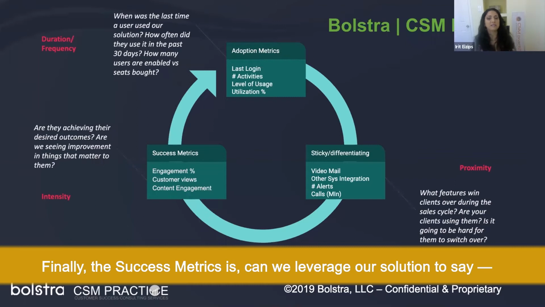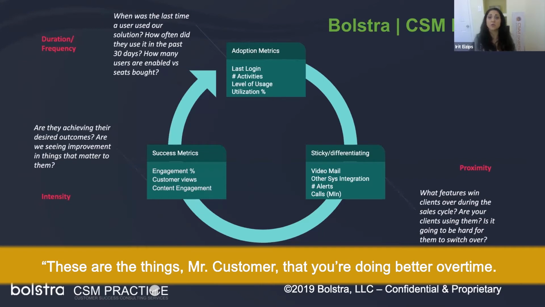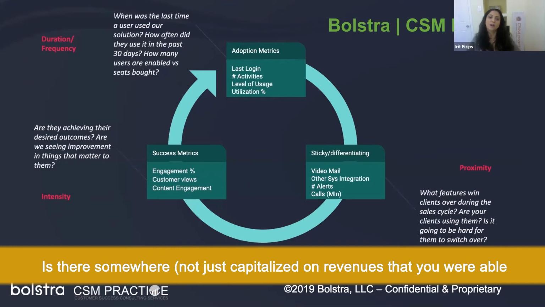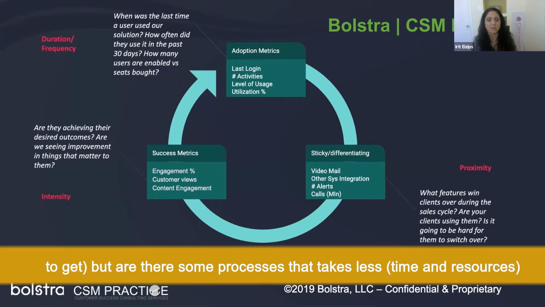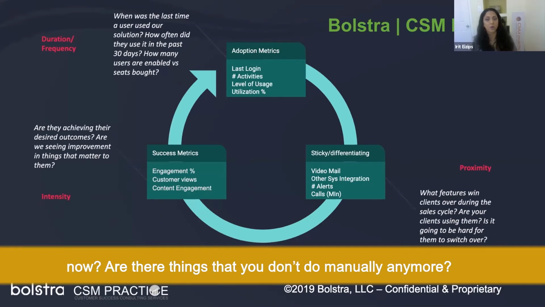And then finally, the success metrics is, can we leverage our solution to say, these are the things, Mr. Customer, that you're actually doing better over time? Is there somewhere that not just capitalizes on revenues that you were able to get, but are there some processes that take less time now? Or are there things that you don't do manually anymore?